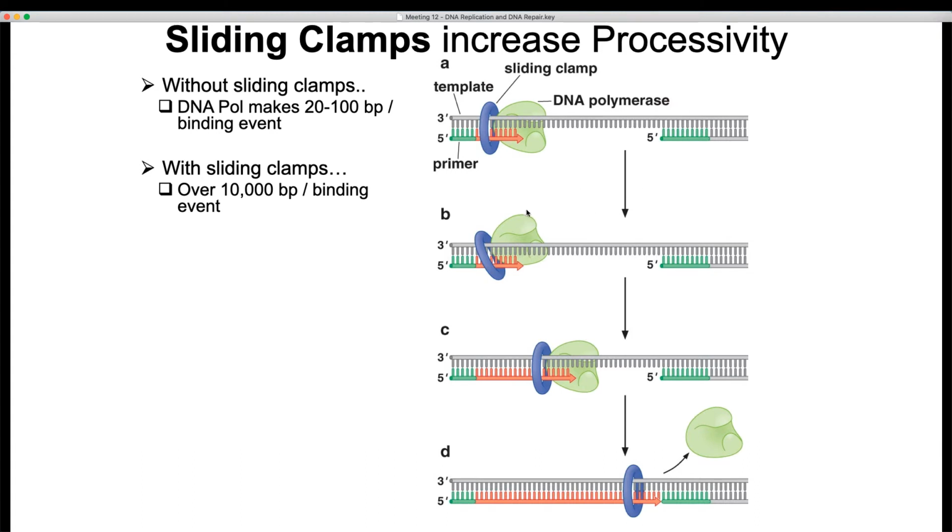Instead, it stays bound to the template, it stays bound to the substrate, and it keeps adding nucleotides over and over and over again. And it's in part able to be this processive because it's interacting with this sliding clamp that keeps it from falling off. And so with the sliding clamp, it can process over 10,000 base pairs before falling off. Without the sliding clamp, it falls off within 20 to 100 base pairs.